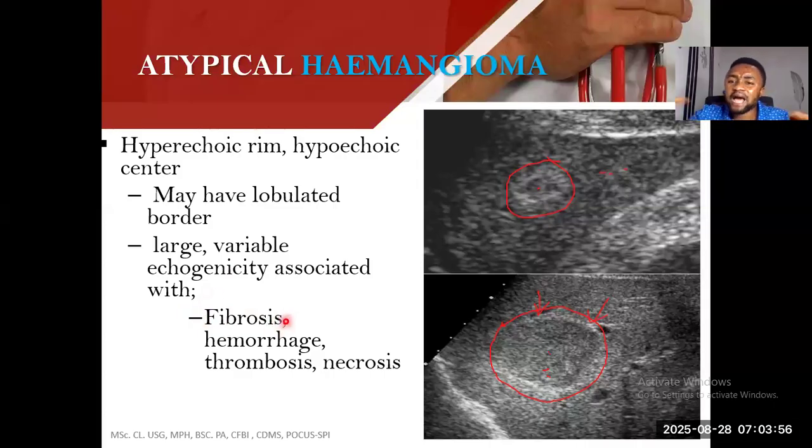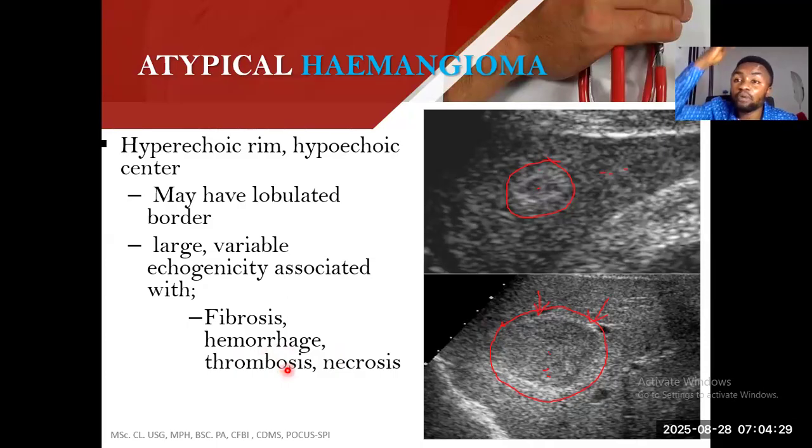Fibrosis means hardening of the tissues. The tissues become fibrous. It's also associated with hemorrhage. Don't forget that hemangioma is what? Tumor of abnormal blood vessels. Like abnormal blood vessels form that tumor. So blood is flowing through them. It can rupture. It can what? Rupture and bleed. So the atypical hemangiomas are known for that. They can become big and rupture. So hemorrhage, bleeding.